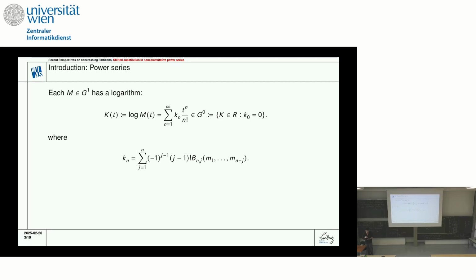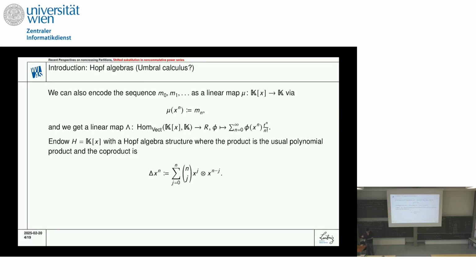And now the idea is to try to reproduce this again with some linear algebra. So here's where Hopf algebras come into play. We can also encode this moment sequence as a linear map on polynomials. Here I chose another variable to keep the distinction between what the mu map is eating and the formal variable in the formal power series. This is just a name.